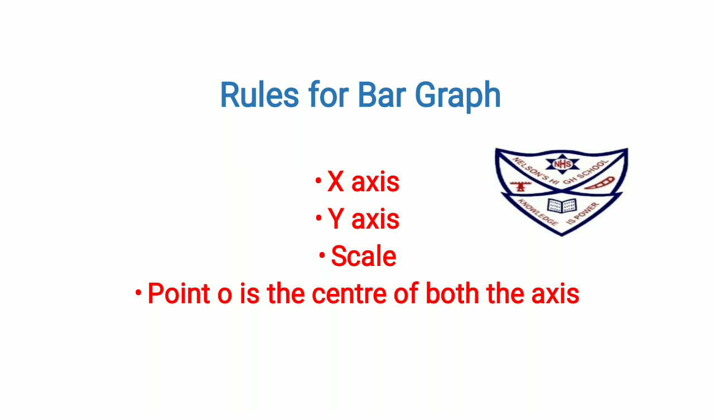Now we'll see the rules for a bar graph. First we'll draw the x-axis, then we'll draw the y-axis. And students, on the right side we will write the scale: for 1 centimeter, how many students or how many numbers is being used. And we'll write point O where the x and y axes meet.